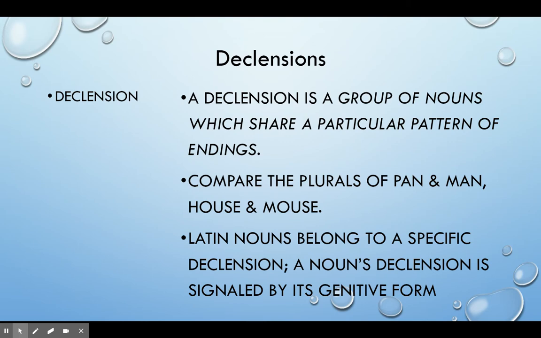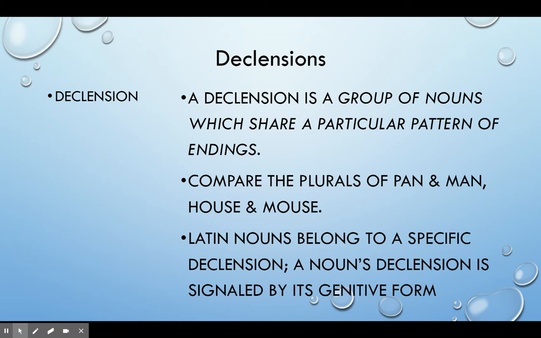Latin nouns in general always belong to a specific declension. I'll let you know: Mars, for example, the name of the god of war, is third declension. On the other hand, in the sentence Mars est Deus, Deus belongs to the second declension.